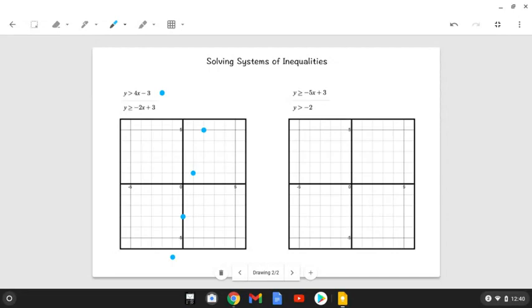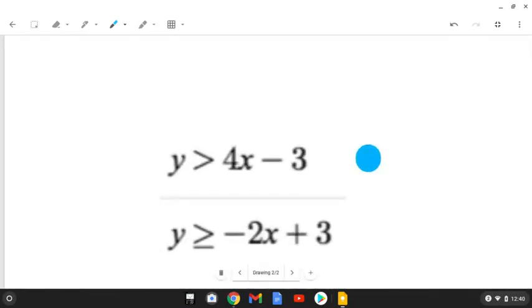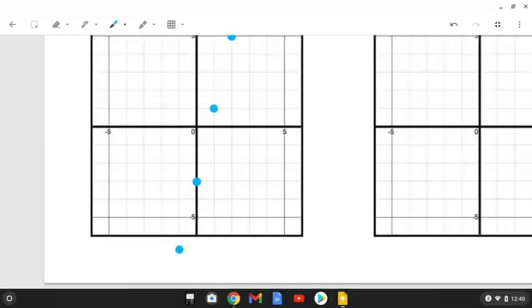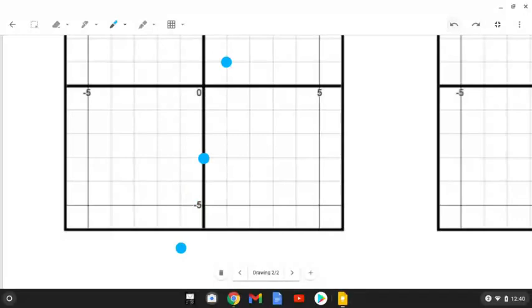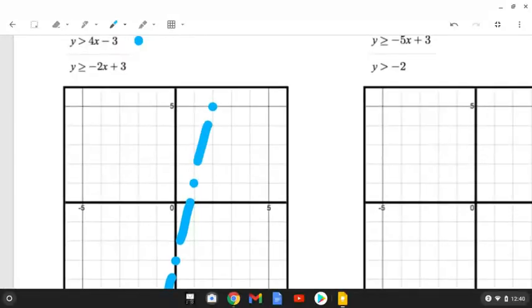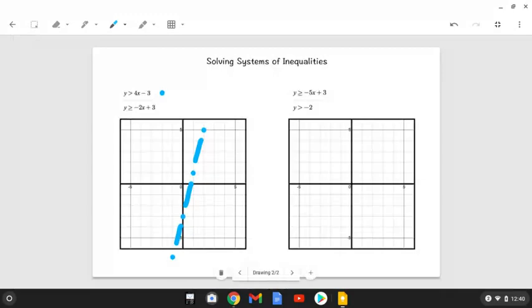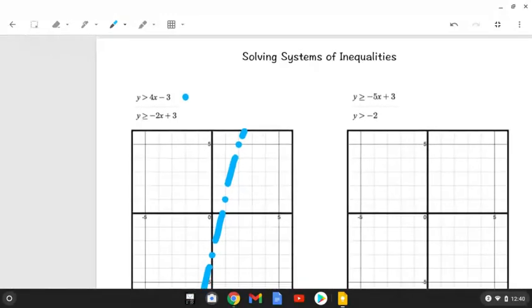We need to decide, is this going to be dotted or solid? Well, you've learned this week that this is going to be a dotted line. And so I come in here, I kind of do my little boop, boop, boop. All right, so that tells you that it's going to be a dotted line. Okay, and we have that boundary taken care of for that one.